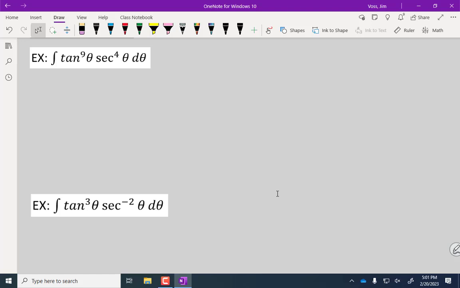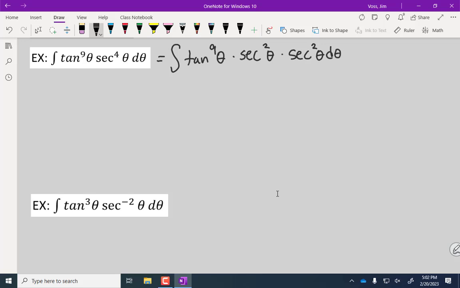Tangent is to an odd power. So we could pull off a sec tan, and if we pull off a sec tan, how many tangents are left? 8. Converting tangent to the 8th over to secants is harder than converting secant squared over to tangents. Will you get the same answer? Yes. But it's going to be easier if we pull off just the secant squared, because we're going to have a smaller power to convert.